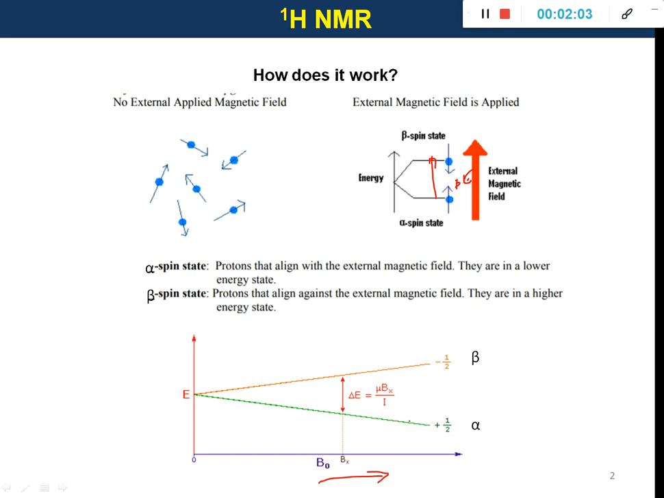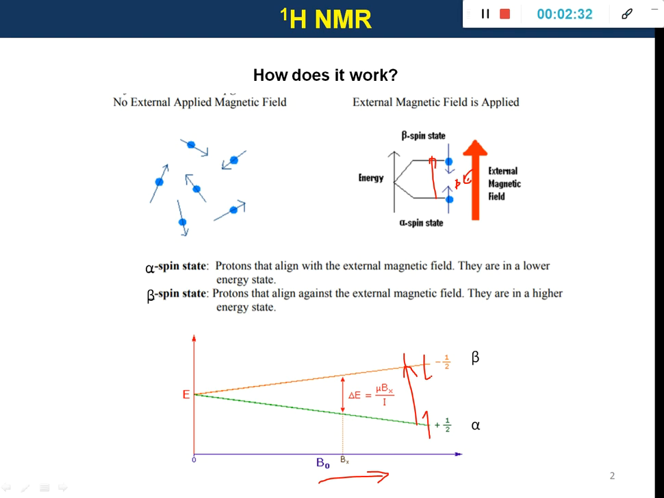So when the applied radiation, that is the RF frequency, matches the delta E value, spin flipping occurs. That means the change of spin of the nucleus from alpha state to beta state. So the transition occurs. Then it goes to the higher energy beta spin state.